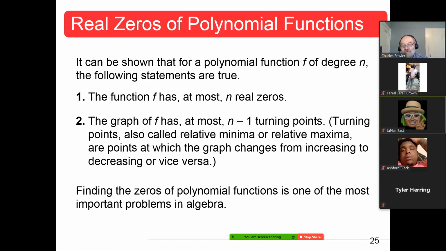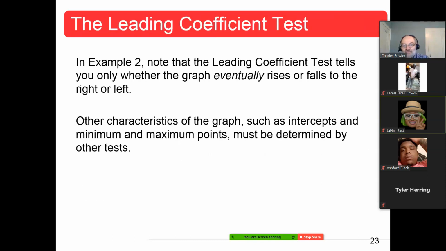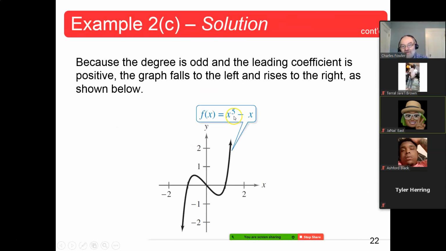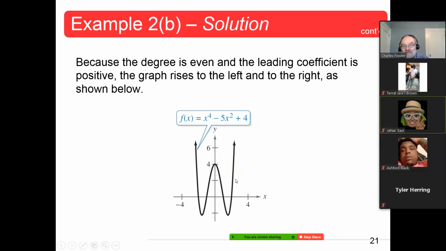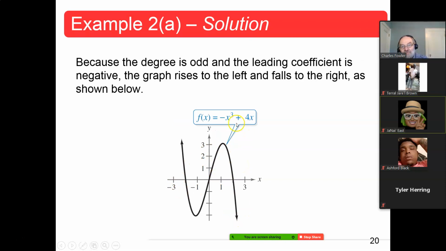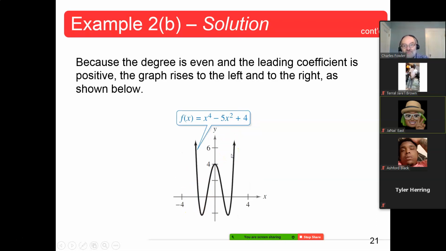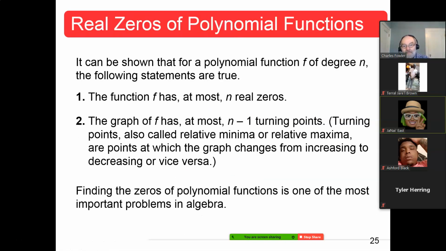So finding the zeros of polynomial functions is one of the most important problems in algebra, and we'll be doing that. But let's go back and look. Like I said before, this has degree 5. It has at most 4 turning points. This one only has 1, 2 turning points. That's fine. This one, degree 4, it had 3 turning points. 1, 2, 3. That's maxed out. All it can have. This one, degree 3, 2 turning points. 1, 2. Those are your turning points.